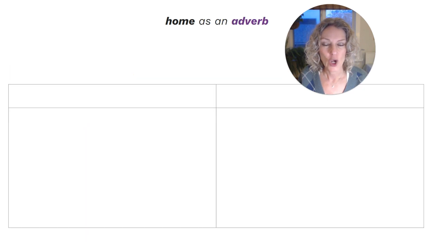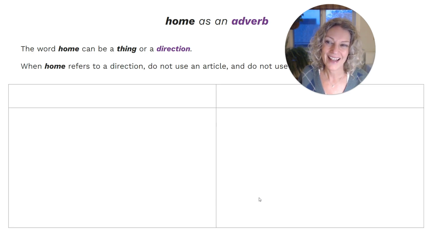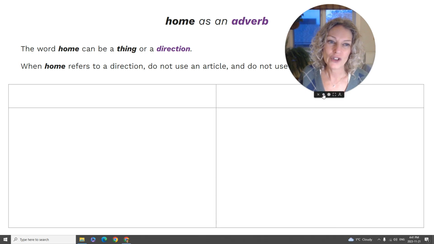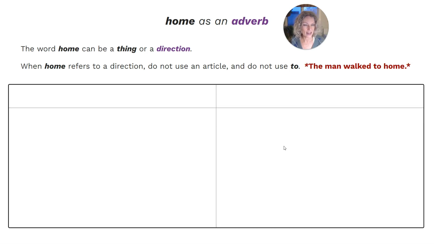Home is another noun that can have two uses in the sentence. It can either be a thing or it can be a direction. So when home refers to a direction, you do not use an article and you do not use to. So that's a mistake that a lot of students make. They say, the man walked to home, because they're thinking probably of the man walked to school, right? Where the noun is an activity.